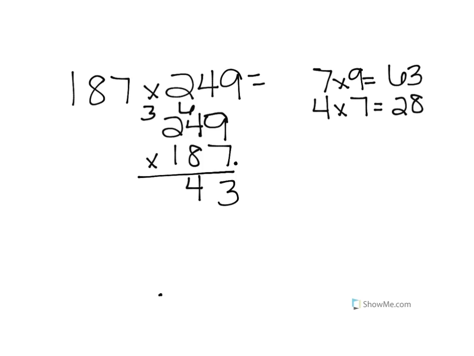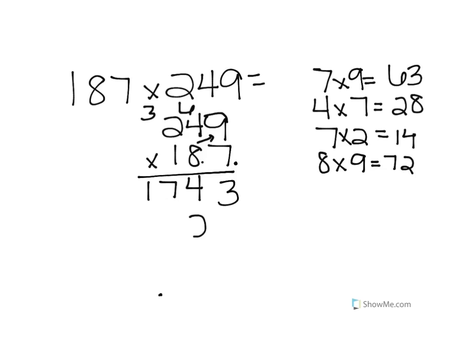7 times 2 equals 14. I have to add the 3 and I get 17. Now I'm ready to move on to the 8. 8 times 9, notice that the 8 starts over here at the 9. 8 times 9 equals 72.